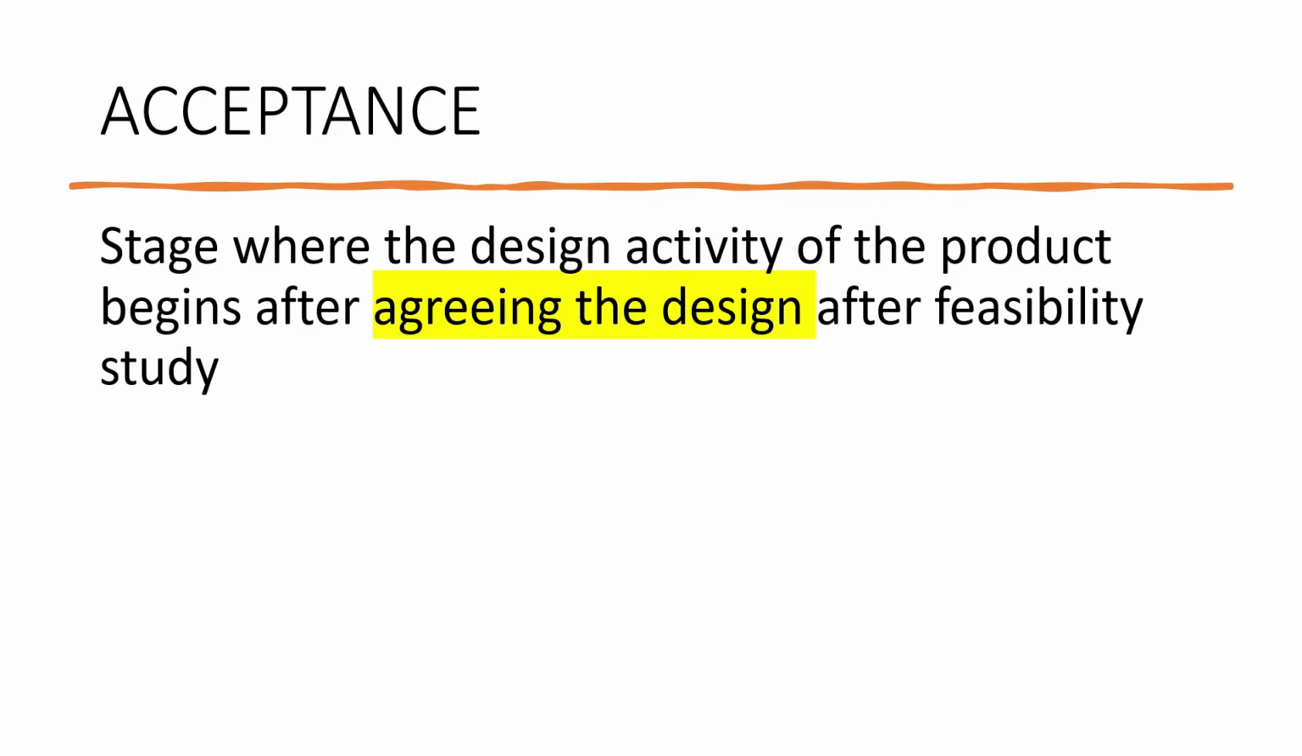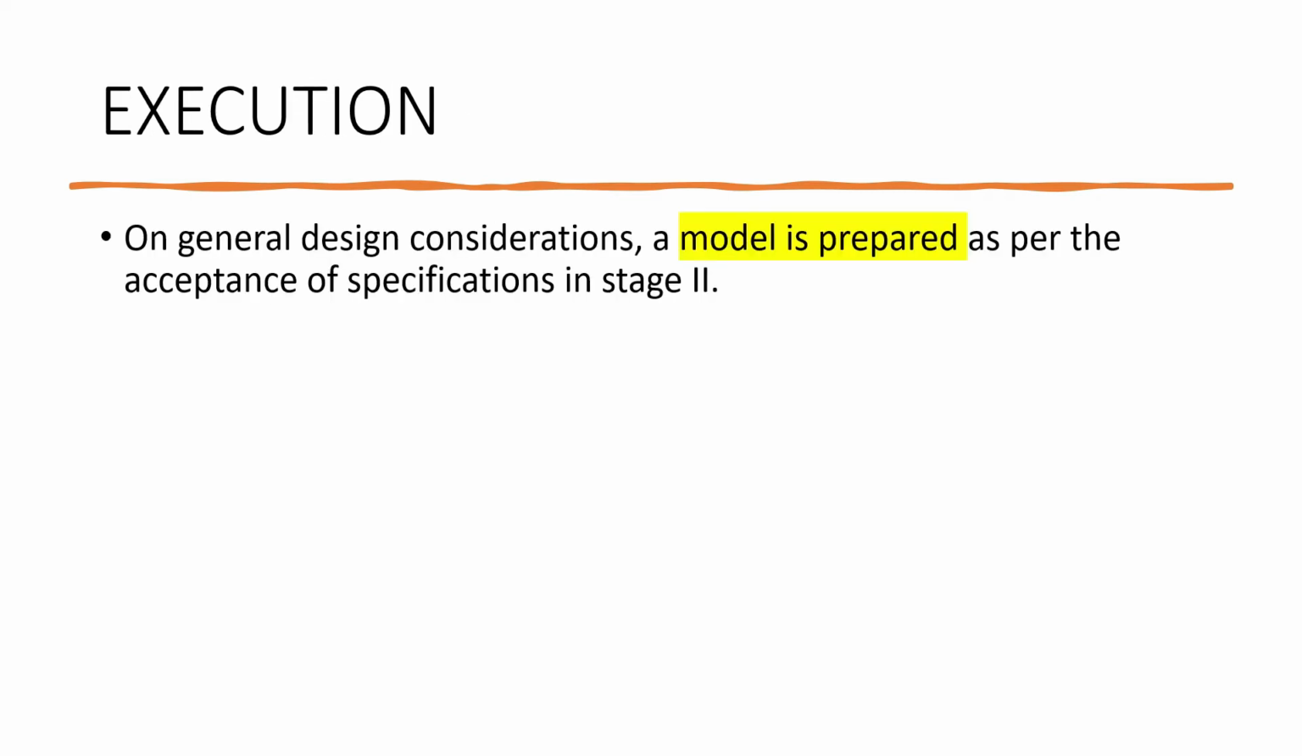Then we have the acceptance stage. The acceptance stage is a stage when the design activity of the product actually begins. After agreeing to the design in the conception stage, we will have a small feasibility study. We will look at the old specifications, and then the design, if the design is good, then it will be accepted, and then design activity begins at this stage. And then we have the execution stage.